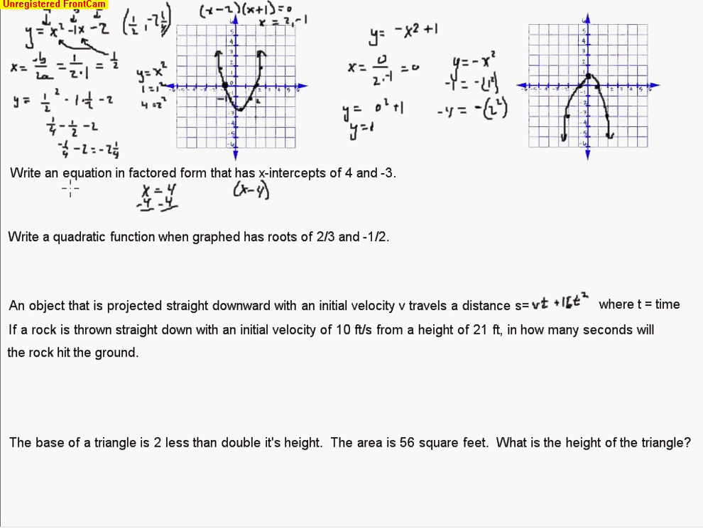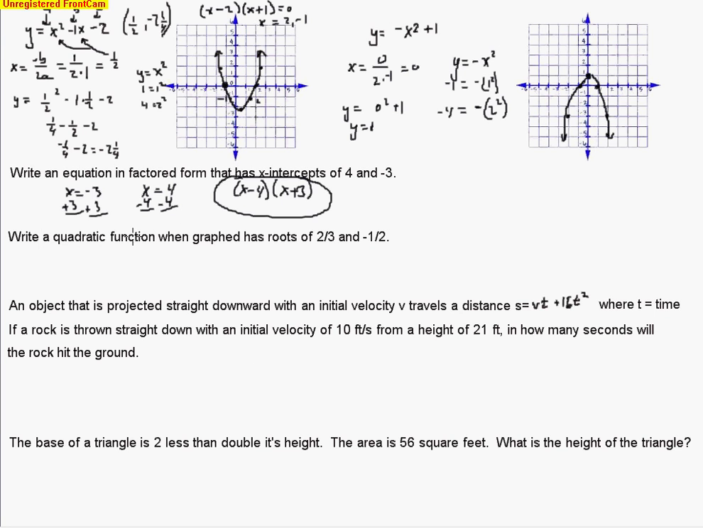The other one is x equals negative 3. Well, if I moved it back to the other side, I'd end up having to add the 3. And so I'd end up with an x plus 3. And so that would be my answer right there. There's the quadratic in the factored form. So a little different way of asking the same type of question.